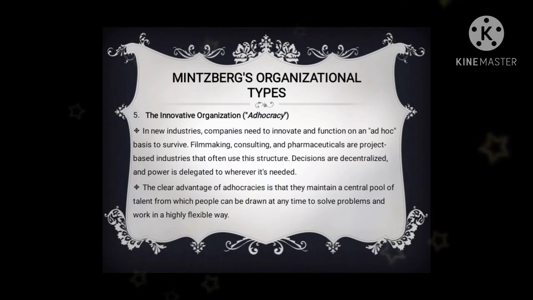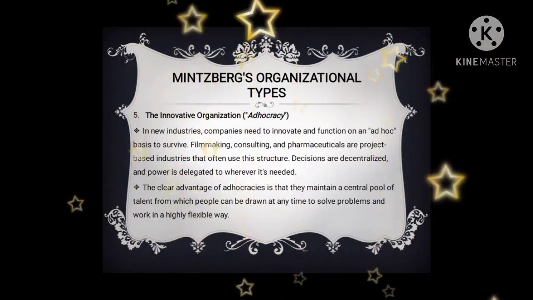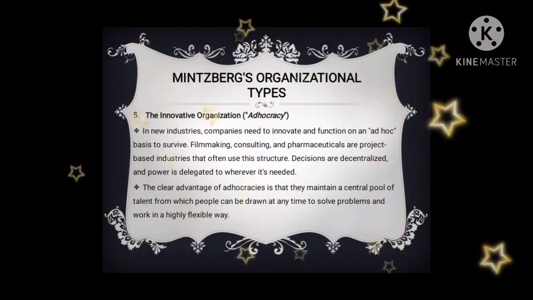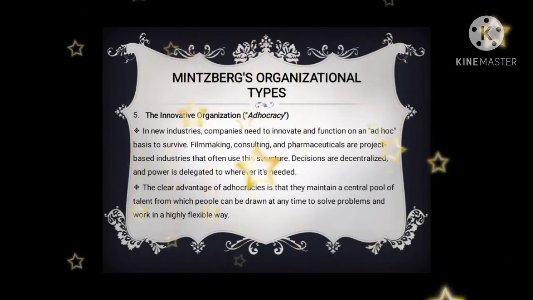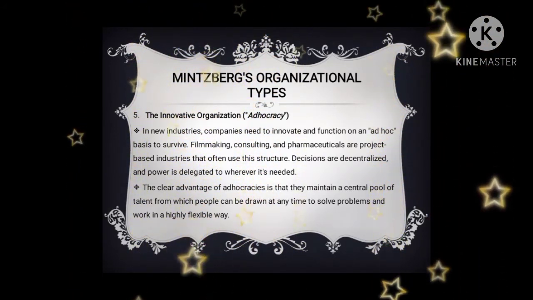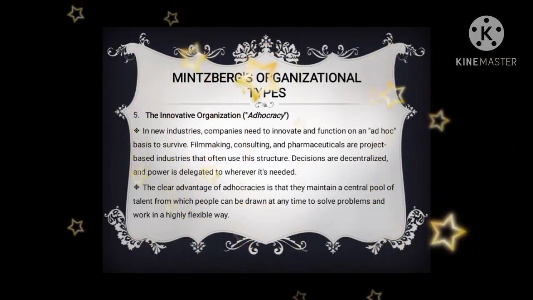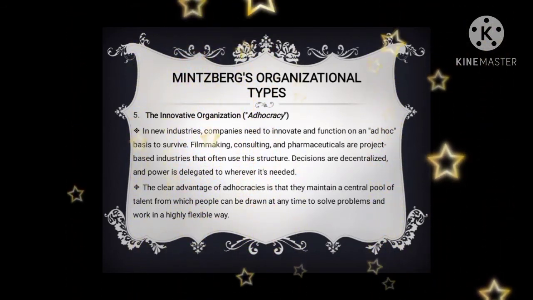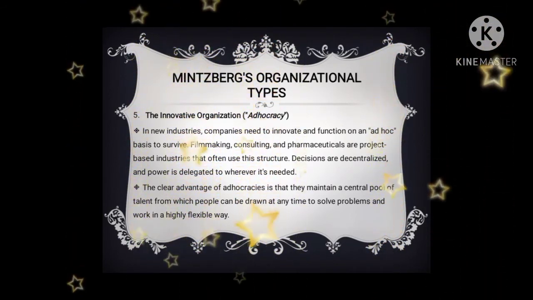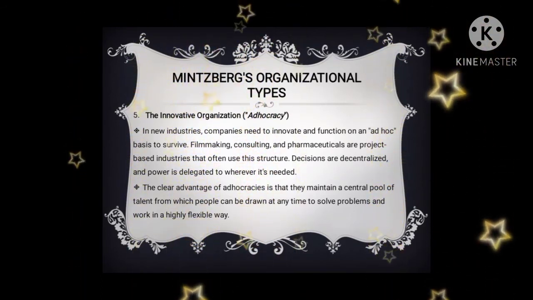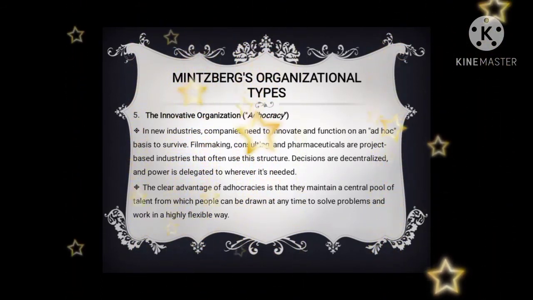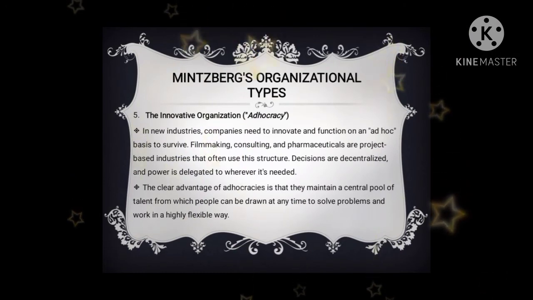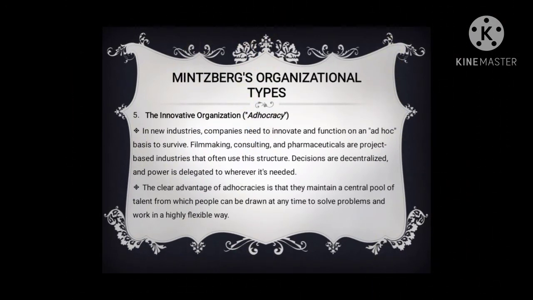The fifth organizational type is the innovative organization, which is widely known as adhocracy. So, in new industries, companies need to innovate and function on an ad hoc basis to survive. Filmmaking, consulting, and pharmaceuticals are project-based industries that often use this structure. Decisions are decentralized and power is delegated to wherever it's needed. The clear advantage of adhocracies is that they maintain a central pool of talent from which people can be drawn at any time to solve problems and work in a highly flexible way.